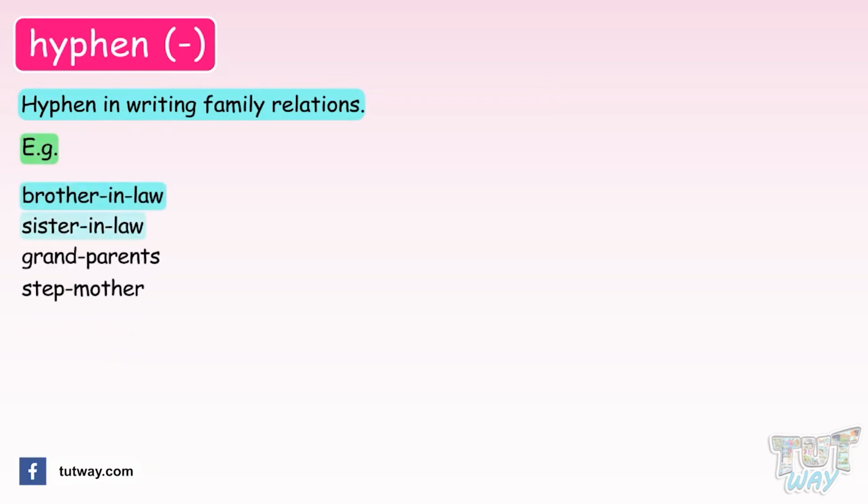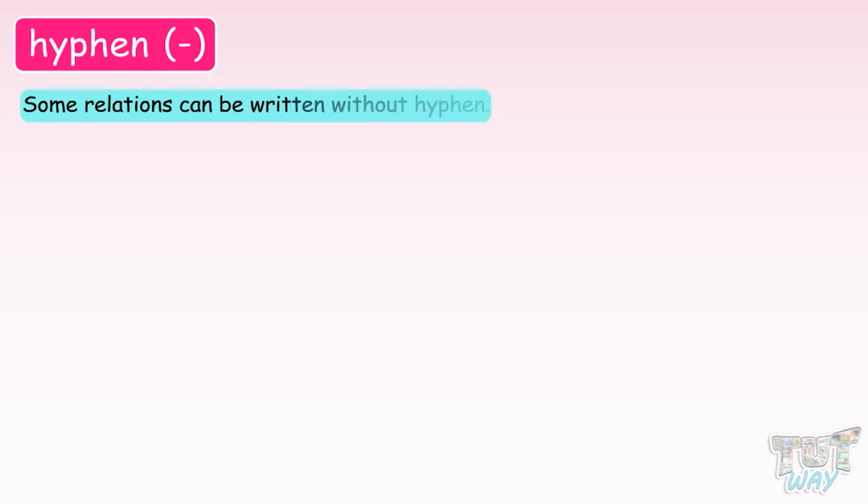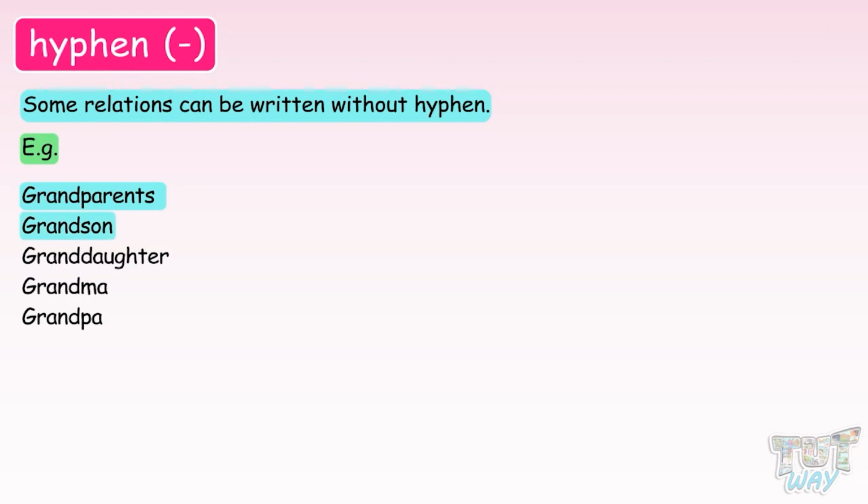Brother-in-law, sister-in-law, grandparents, stepmother. So you can use hyphen in writing the relations. But in many relations, you can write it without hyphens. Grandparents, grandson, granddaughter, grandma, grandpa. So friends, hyphen can or cannot be used in writing family relation. Not all family relations need hyphen, but some do need.